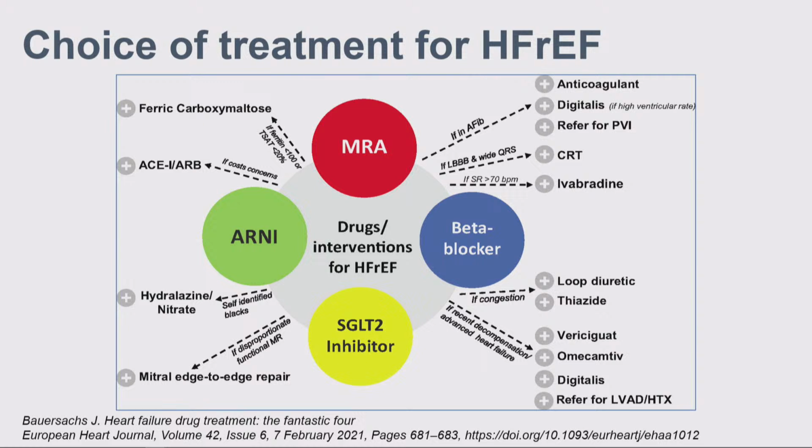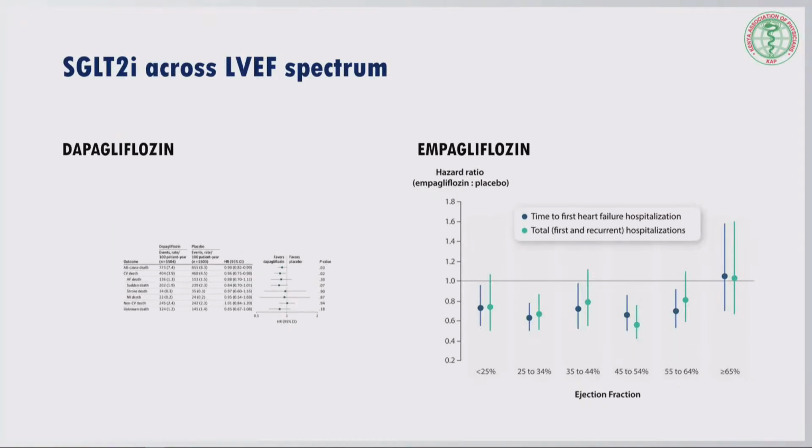So if now we have, no, before I go there, I've focused mainly on HFrEF because that is where most of the data is. But we know that we have two studies that have shown that the benefit of SGLT2 inhibitors goes beyond reduced ejection fraction and is also seen in preserved ejection fraction.